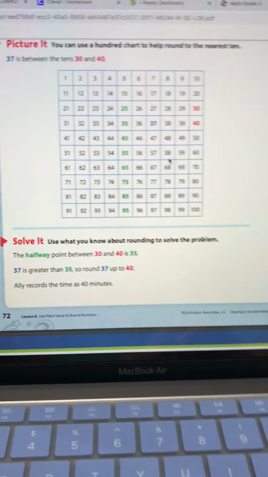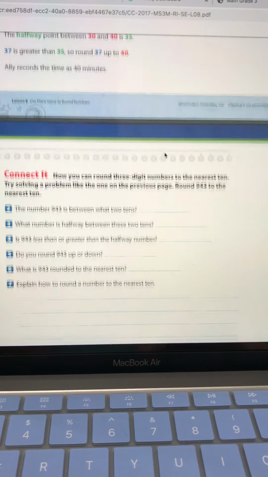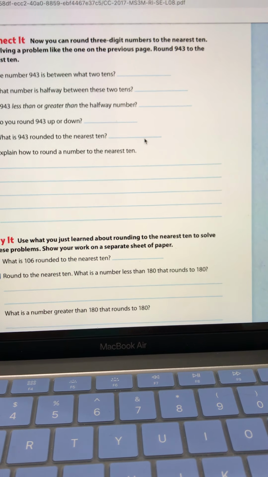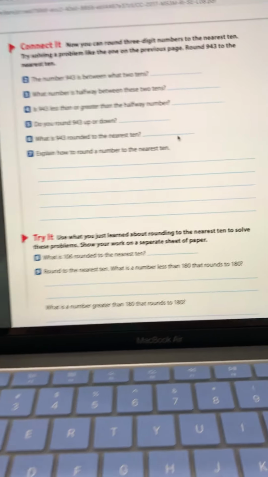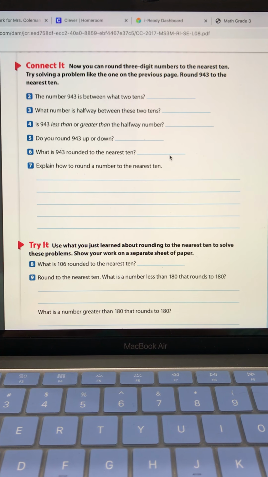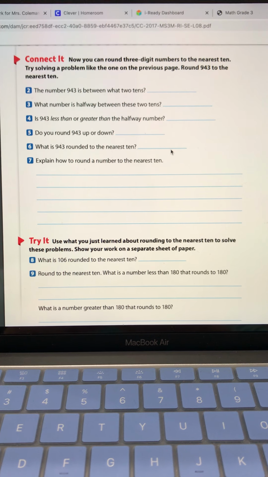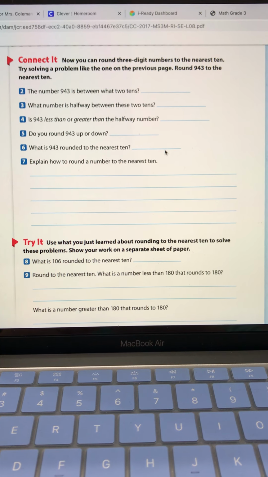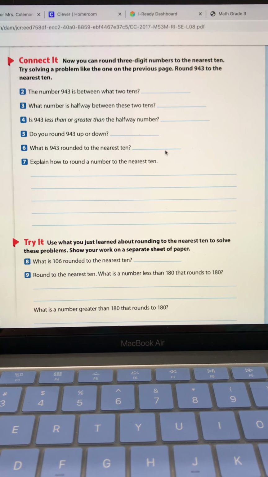Let's go ahead and go to page 73 as well. 73 is your connect page. This is where you're going to get to practice some of those skills on rounding that we saw. It says now you can round 3-digit numbers to the nearest 10. Try solving a problem like the one on the previous page. They want us to round 943 to the nearest 10. So let's work through that together.